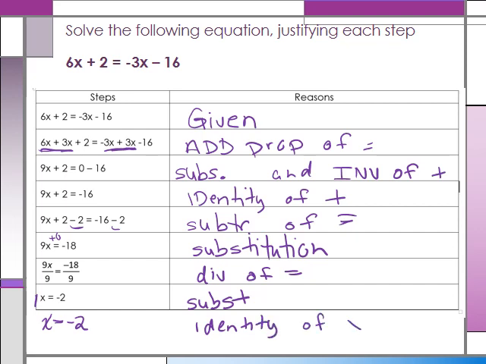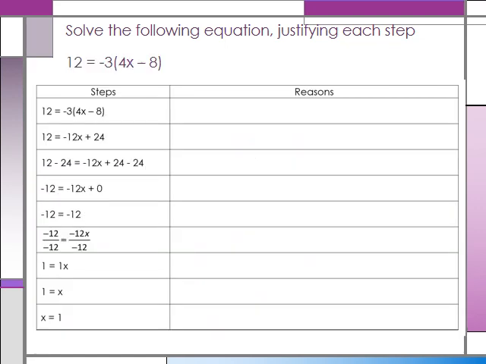In geometry, we're going to mark these down to the smallest steps. And that's going to be our next thing we're going to look at, is we're going to do some simple proofs tomorrow. So I broke this one down even further. So we're going to solve 12 equals negative 3 times 4x minus 8. So we're going to distribute. So the first thing we have is our given. Then we're going to distribute the negative 3.